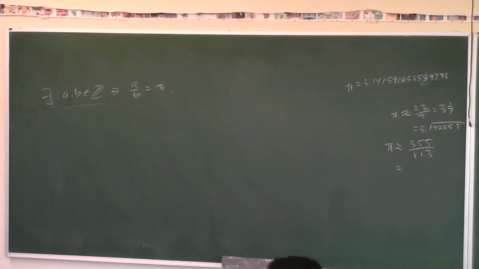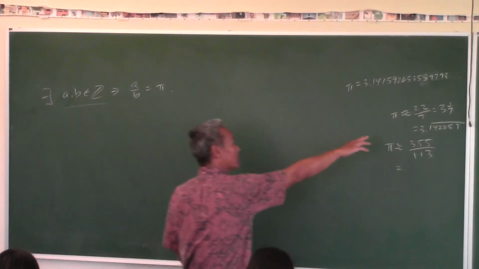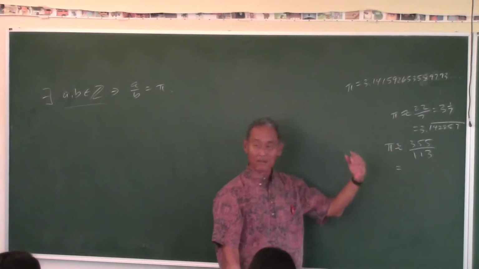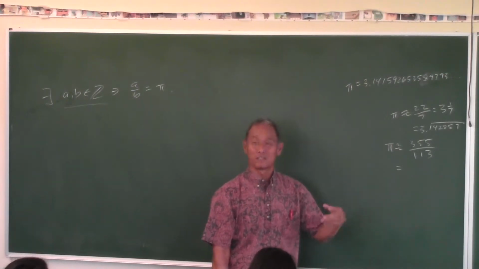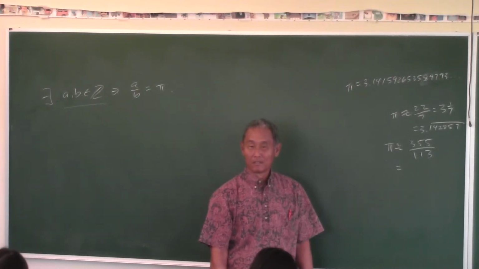How close is it? Too late, I'm doing it already. 355 divided by 113. Boom! 3.141599292. So you get 6 decimal place accuracy. Look, you got 6 decimal place accuracy. Over here, you only get 2 decimal place accuracy. Which one is better? What's better, 2 or 6? 6.